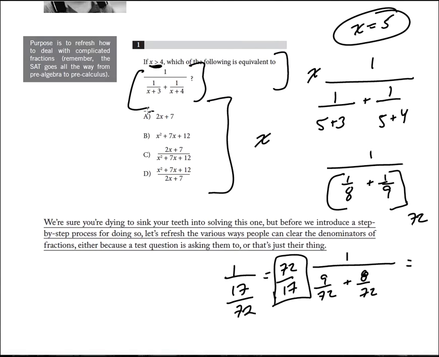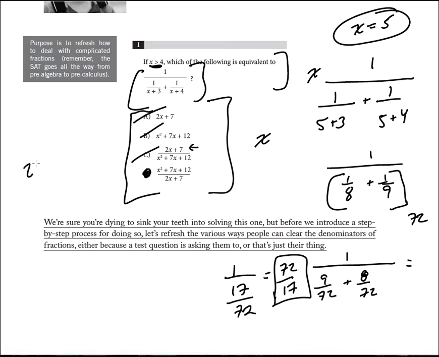Okay? Now I can go A, B, C, D, and figure out which one of those choices equals 72 over 17 when I plug in 5. And let's figure this out. You can even kind of eyeball this. I mean, A and B have no denominators. They're gone. Choice C and D. Well, remember, x equals 5 here. Does it seem like 2 times 5 plus 7 is going to equal 72? No. This one's going to be D, right?